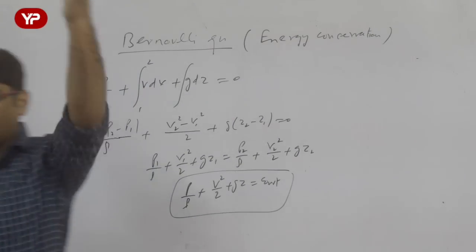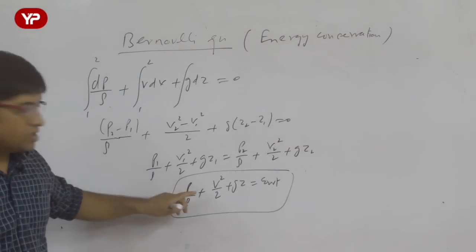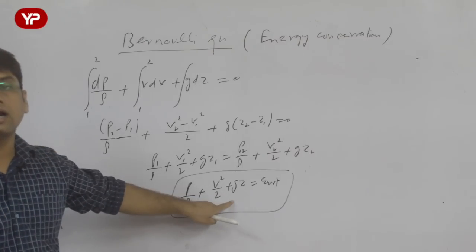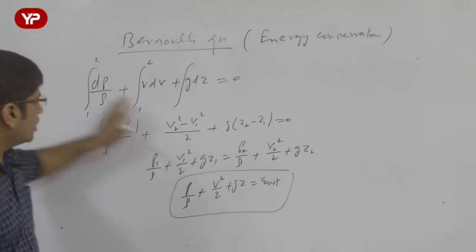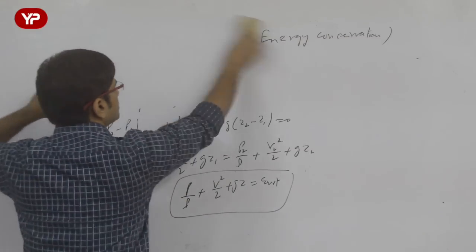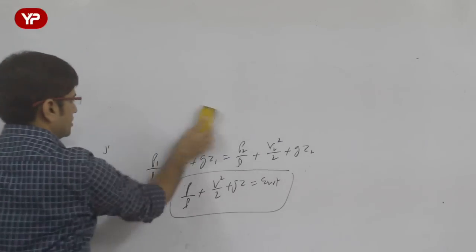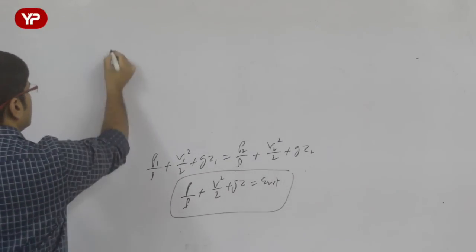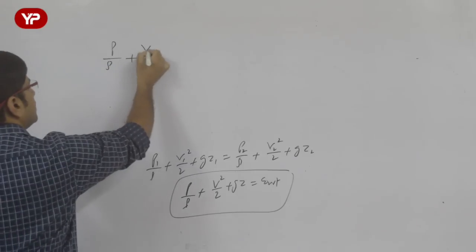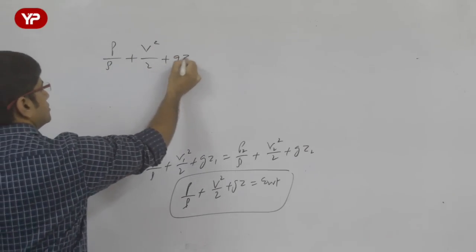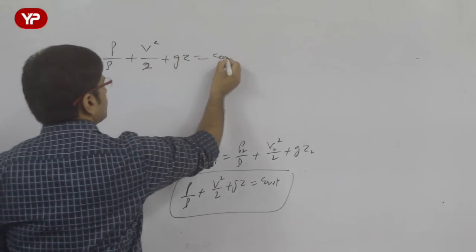Now let me make some analysis starting from here. This is the Bernoulli equation written in the simplest format. Let me again write this Bernoulli equation here so that we can make some analysis. I made a format of the Bernoulli equation: P by rho plus V square by 2 plus gz is equal to constant.